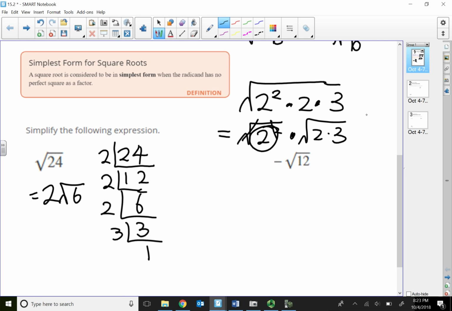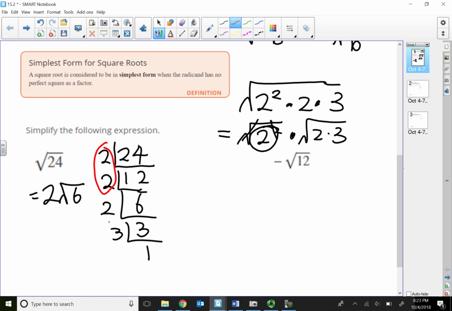So this seems like a lot of work, but once you see this one time, you can basically say, if I'm dealing with a square root, that means I need 2 of the same number to go outside as one of them, because the square and the square root can cancel each other out.